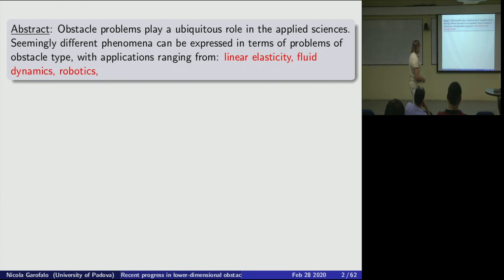Fluid dynamics. Robotics is another field where obstacle problems arise. As you can imagine, the motion of the arms of a robot can be mathematically translated into obstacle problems, specifically in lower dimension. Then temperature control, financial mathematics, and so forth. There are many, many situations in which an obstacle problem essentially is a variational inequality. And I'll describe this setting in more detail.